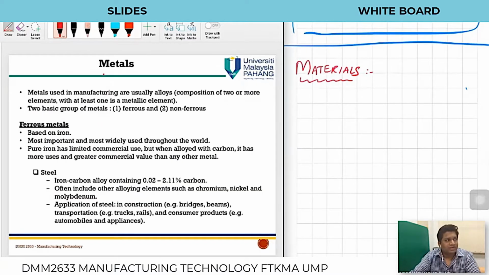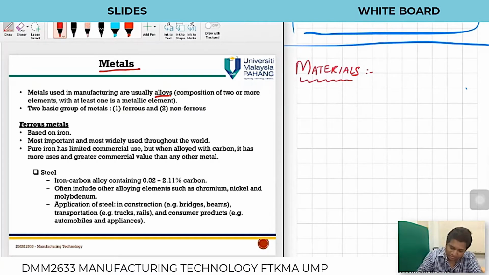So let's move to metals. Metals used in manufacturing are usually alloys. First we need to know what a metal is. Metal is basically a material in the transition element groups, which has luster, has free valence electrons, is ductile, has very good strength, and is shiny. So this is the basic definition of metals. But in manufacturing, what kind of metals do we use?